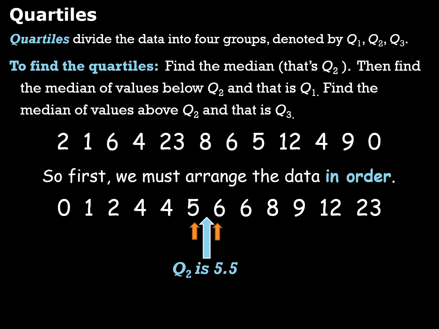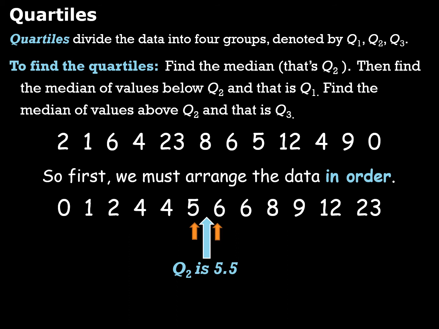So that's the median, but it would also be called Q2, the second quartile, if we're finding quartiles. So the median is Q2, and we find that first. Then what we do is find the median of values above Q2, and that's going to be Q3, and then find the median of values below Q2, and that's Q1.